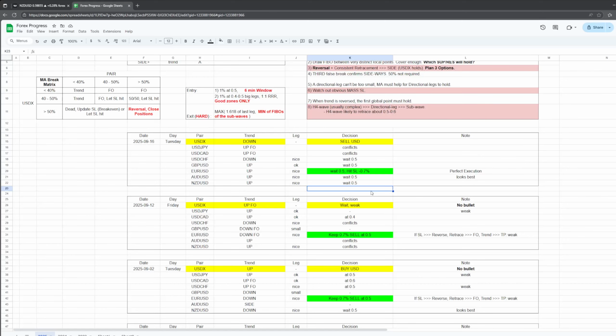So looking at these pairs right now, Aussie looks best. We just need the market to retrace into the 50% zone here. If somehow New Zealand dollar USD, Euro USD, and USD Swiss franc also retrace into a good zone, we will also be ready to sell USD. Until that, we're gonna wait.